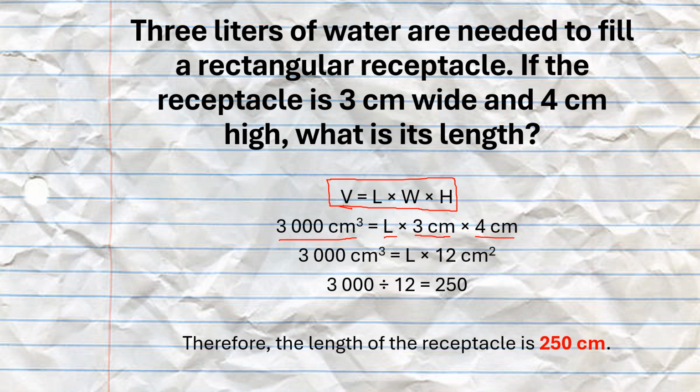We can then simplify the product of 3 centimeters and 4 centimeters to find the unknown value of the length. So 3 times 4 is 12 square centimeters. To find L, we think of a number such that when we multiply it by 12, we get 3,000. So this number may be obtained by dividing 3,000 by 12. So 3,000 divided by 12, the answer is 250. Therefore, the length of the receptacle is 250 centimeters.